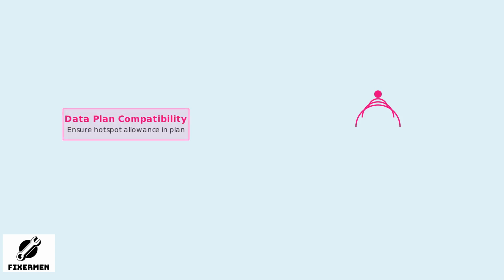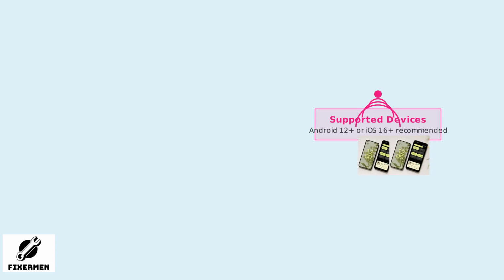A T-Mobile hotspot uses your mobile data to create a Wi-Fi network that other devices can connect to for internet access. Key elements to understand include data plan compatibility. Make sure your plan includes hotspot allowance, as exceeding limits can cause throttling or disconnection. Supported devices are another key element. Android 12 or higher and iOS 16 or higher are recommended for the best hotspot performance and security.